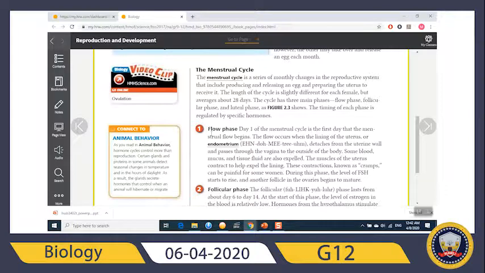Now, this discharge usually contains blood, tissue fluid, and some mucus. Now, the muscles help in discharging these materials outside the body through a series of contractions. We call it cramps. And these cramps can be painful for some women.